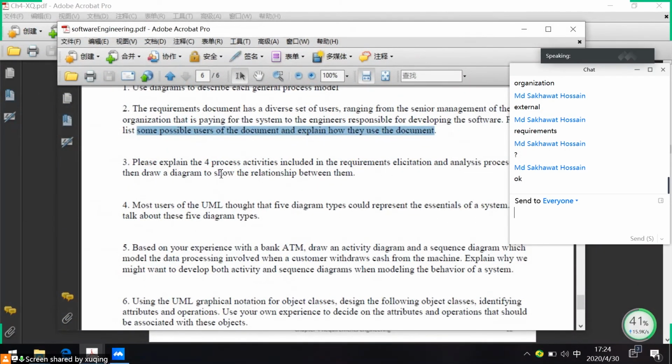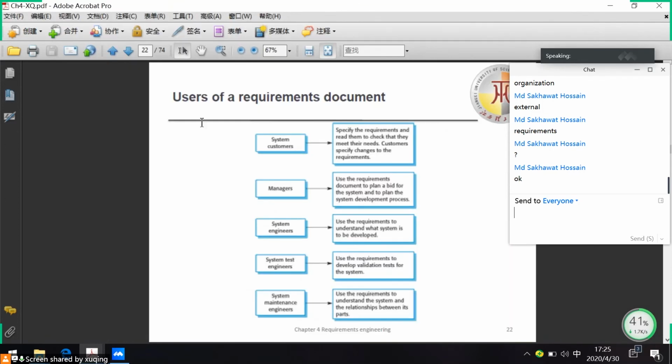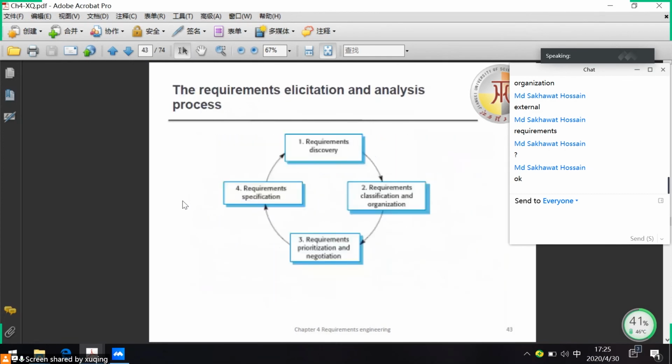And then for the third one, we are asked to explain the four process activities included in the requirements elicitation and analysis process, and then draw a diagram to show the relationship between them. This one is also in the assignment and in our PDF too. I think we have just seen them not long ago. It is in the fourth chapter. It's here.